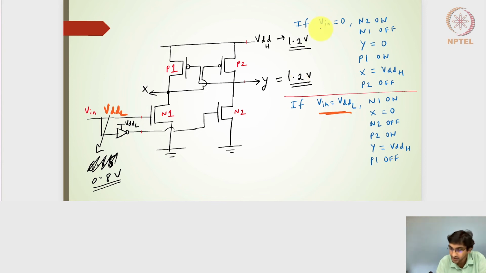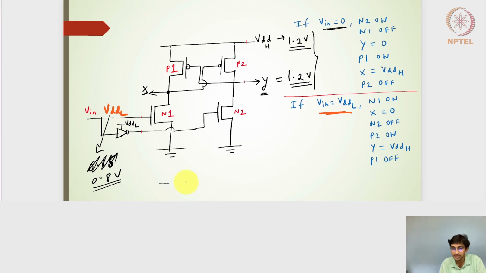And I have given another example here. If V input is 0, N1 will be off. There's an inverter here where the rail is Vdd-L, so I will have a Vdd-L line here. The Vdd-L line will ensure that N2 will be on. N2 will ensure that Y will be grounded. Y will be 0. Y being 0 makes this P1 transistor on, and X will now be connected to Vdd-H. So we can have Y or X as 1.2 volts depending on the logic that is being passed here, and then we can use this X or Y for the Vdd-H domain.